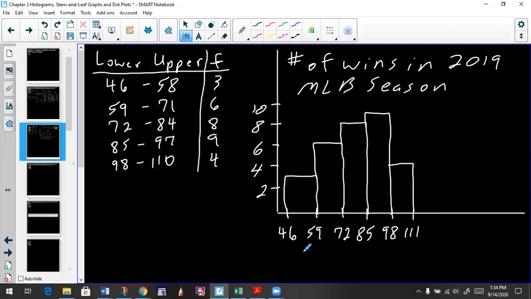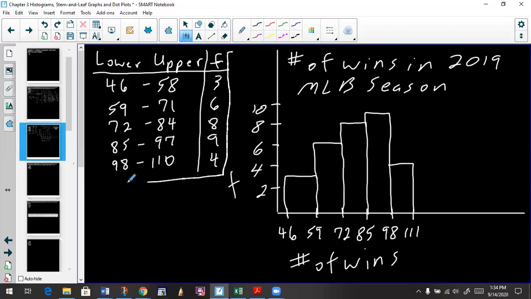Probably want to label here. This represents number of wins. And this, I'm just going to put over here F for frequency. Okay, so this is the frequency right here. So that is how you make a histogram, and you're going to be practicing creating and, most importantly, interpreting them.